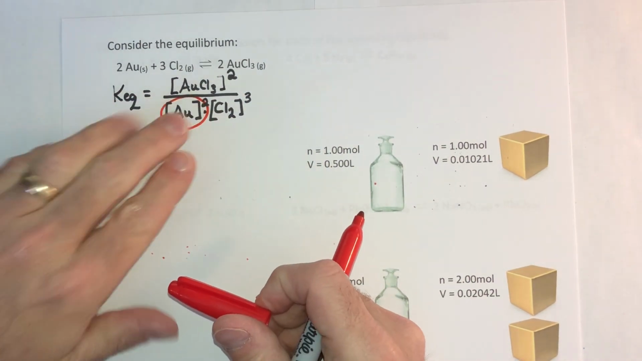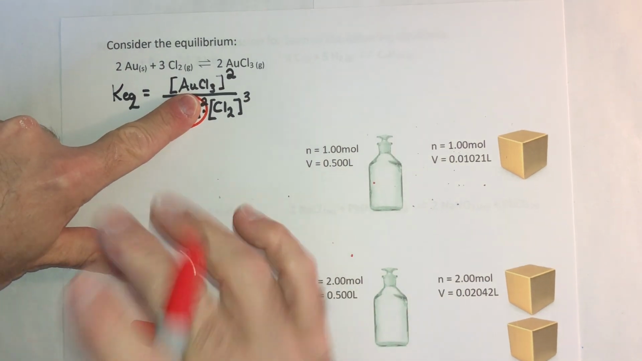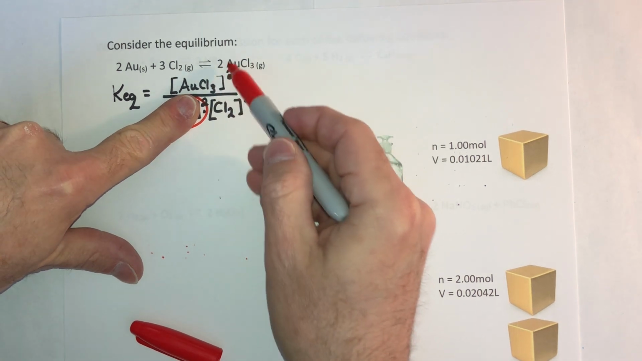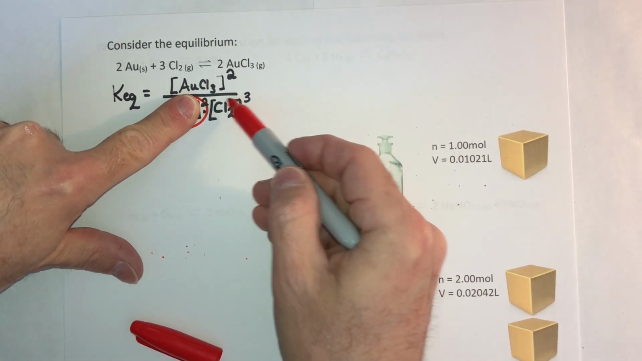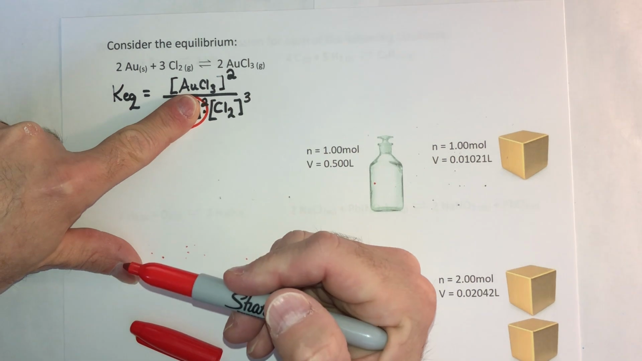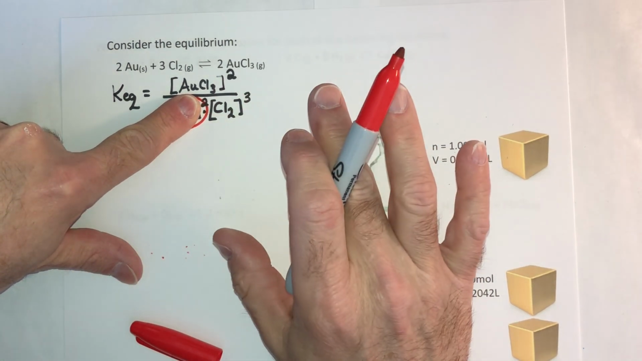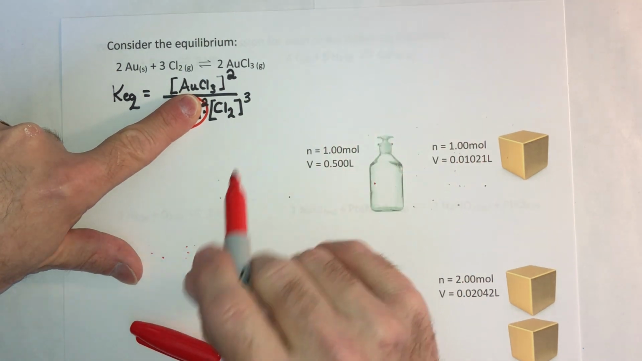It should be gone. So if I cover it up, the real answer would be KEQ equals gold 3 chloride squared on the top and Cl2 cubed on the bottom. That's what the answer should look like. So if you have a solid or if you have a liquid, you just leave them out. That's the rule you have to remember.